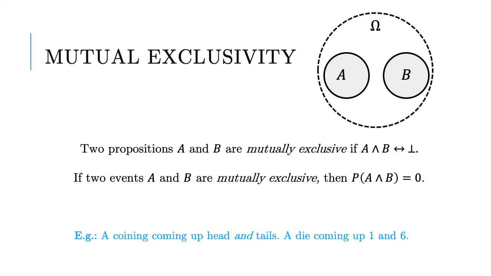For example, consider the events of a coin coming up heads, A, and the coin coming up tails, B, or a die coming up 1 and 6. These are mutually exclusive events.